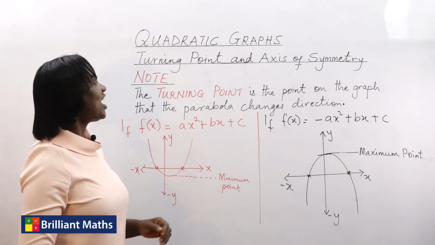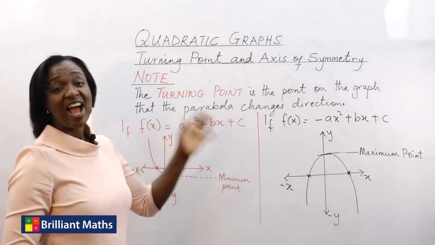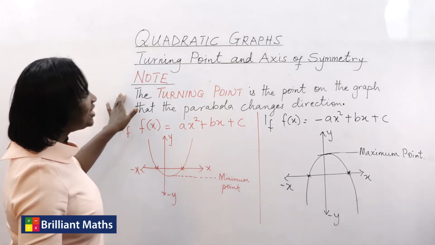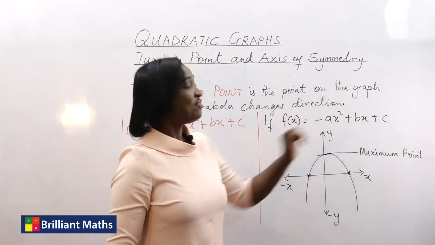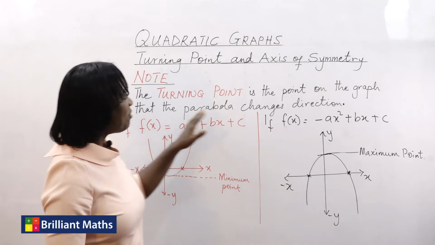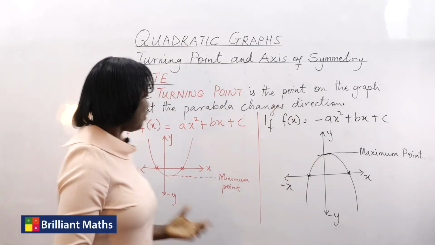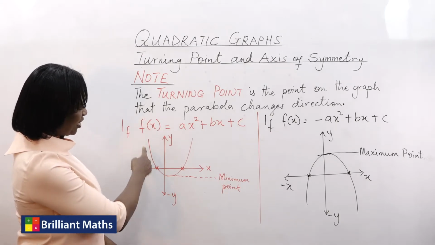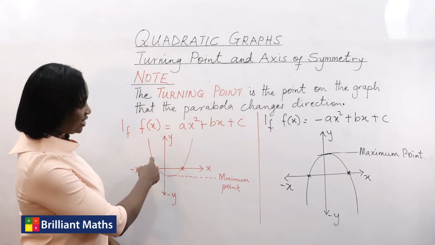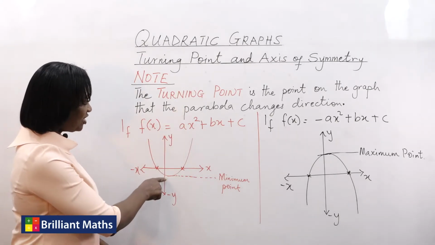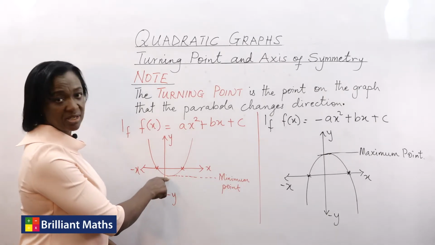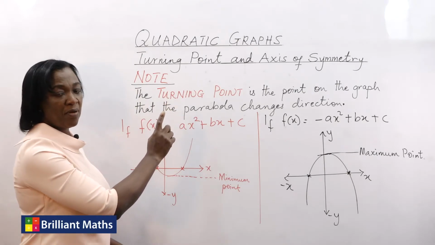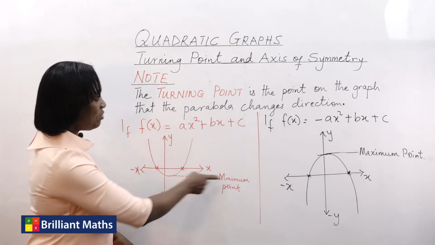Next, we want to look at turning point and axis of symmetry. The turning point is a point on the graph where the parabola changes direction. So for example, the first graph we have here, the graph was going down, sloping downwards, and then suddenly it starts going up. So that is the turning point, where it turns from going down to going up. And in this graph it is a minimum point.